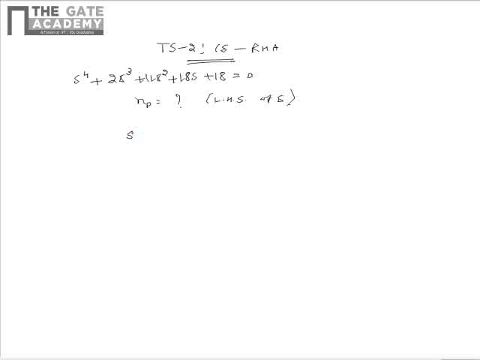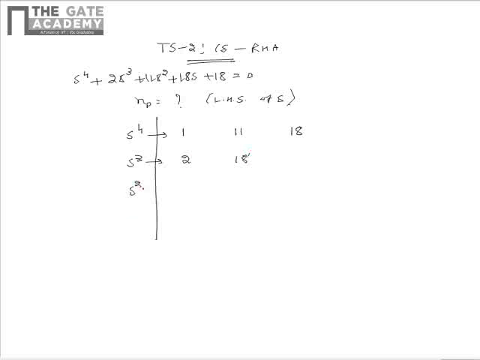So, from the given characteristic equation, the root array can be formed as shown. First, we form the root array entries corresponding to s power 4 and s cube. The row corresponding to s power 4 will have the coefficients corresponding to even powers of s, that is 1, 11 and 18, and the row corresponding to s cube will have the entries corresponding to odd powers of s, that is 2 and 18.